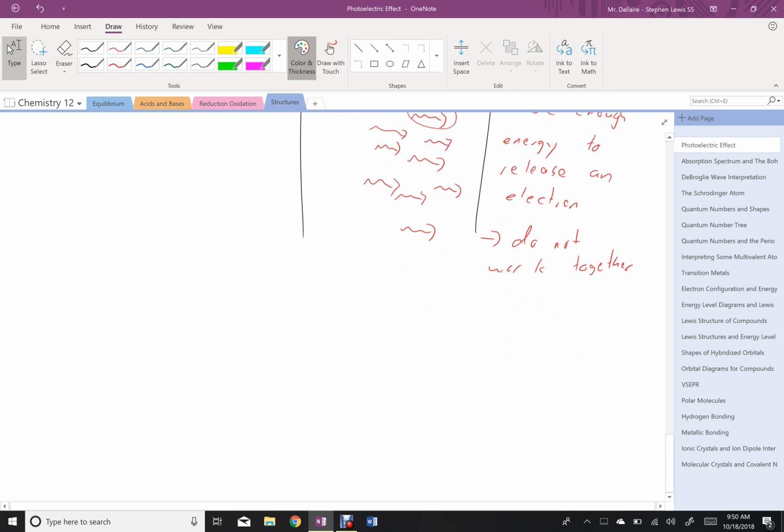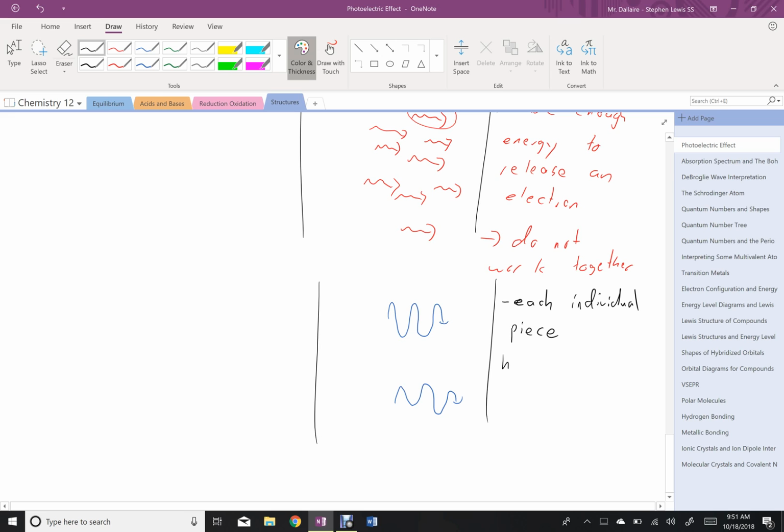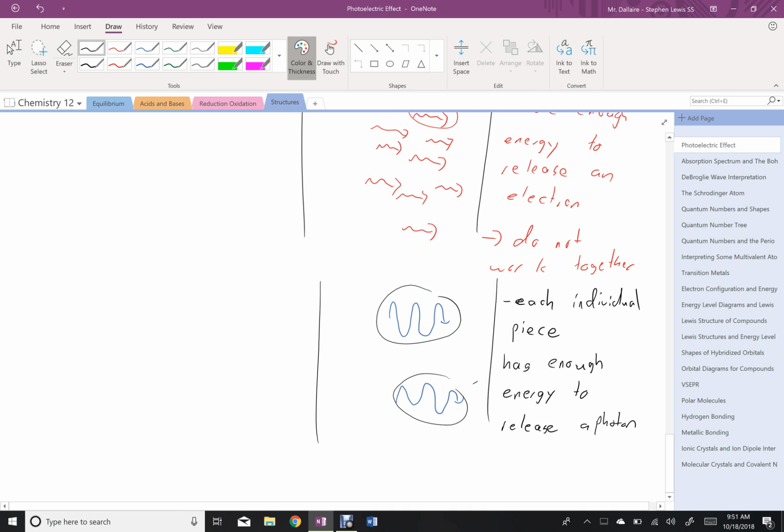Secondly, then, let's look at why the blue light did work, even when it wasn't very intense. Alternatively, while the blue light intensity was low, the individual pieces of blue light were large. What that means is, despite the fact that there aren't very many of them, each individual piece has enough energy to release a photon. So this guy can do it, and this guy can do it. They can get that electron and it can shoot across. So despite the fact that there's not very many of them, it's a low intensity, the circuit can be completed right away.